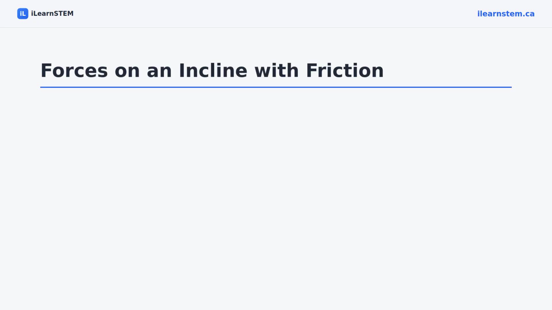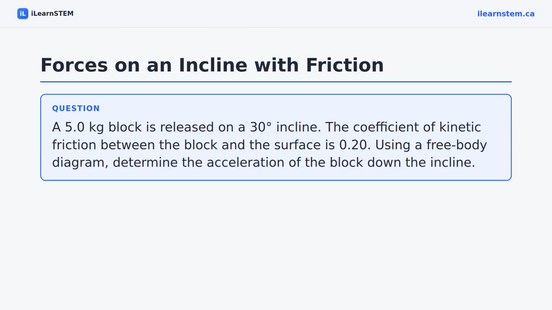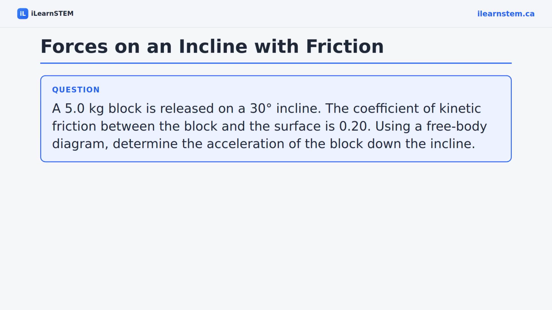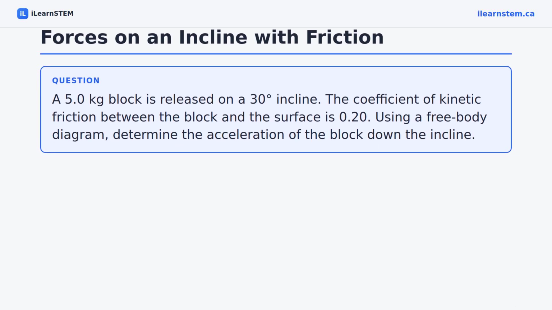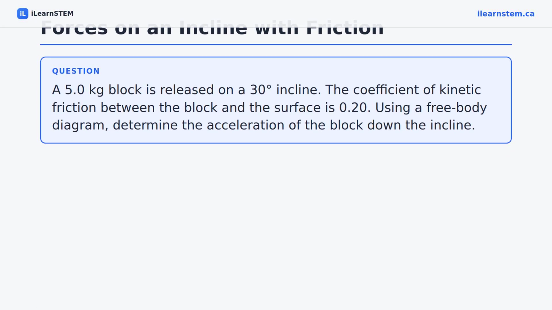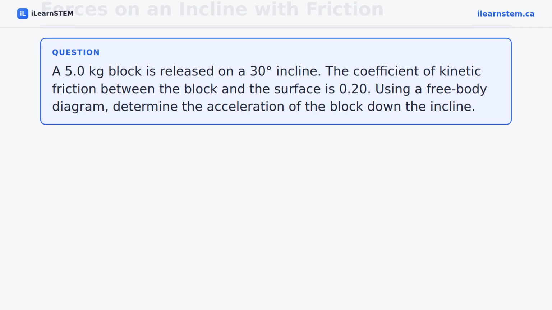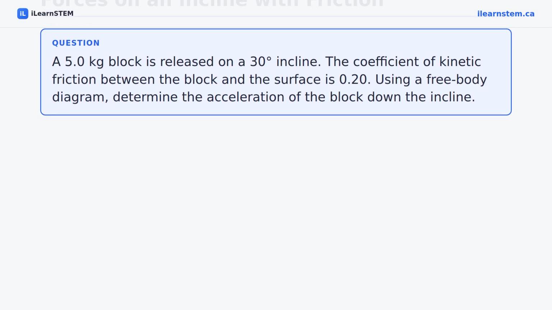We'll practice finding the acceleration of a block on an incline with friction. Here's the problem. A 5.0 kilogram block is released on a 30-degree incline. The coefficient of kinetic friction between the block and the surface is 0.20. Using a free body diagram, determine the acceleration of the block down the incline.